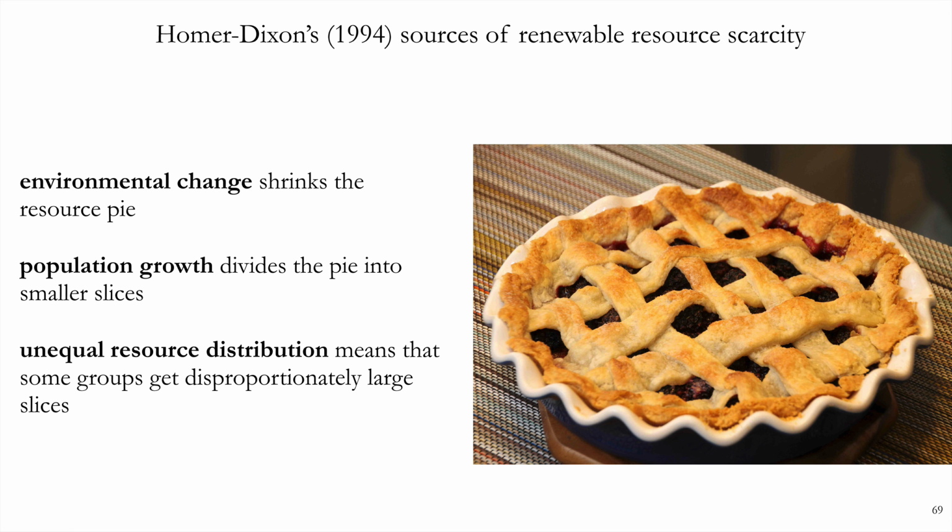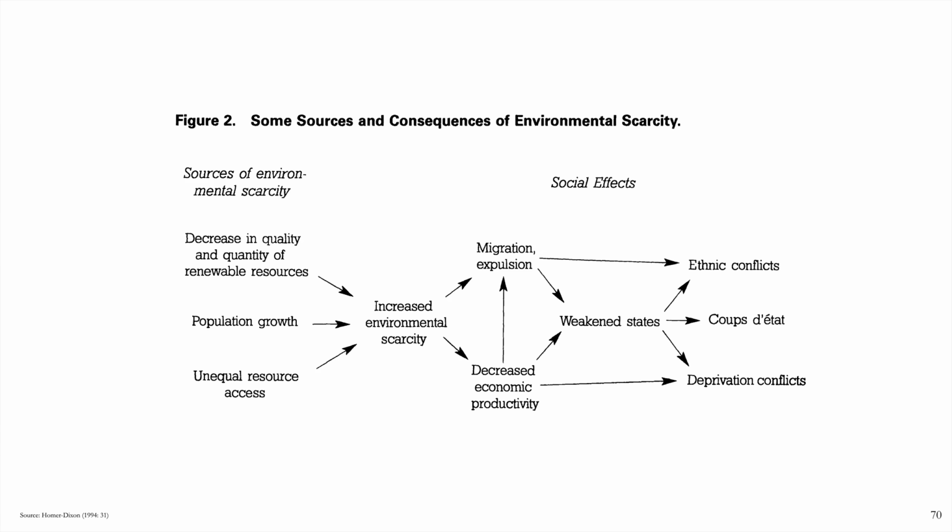Use the analogy of the pie: environmental change can shrink it, population growth divides it into smaller slices, or distribution connects to grievances when the distribution is ineffective. There are lots of indirect relationships that we've touched on in this class, connecting environmental change, human security, and conflict. And in your papers, I've tried to encourage you to focus on one specific piece of that puzzle.